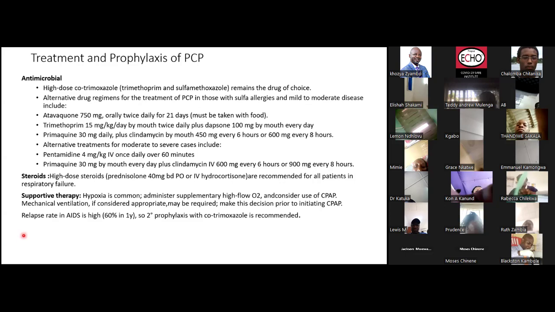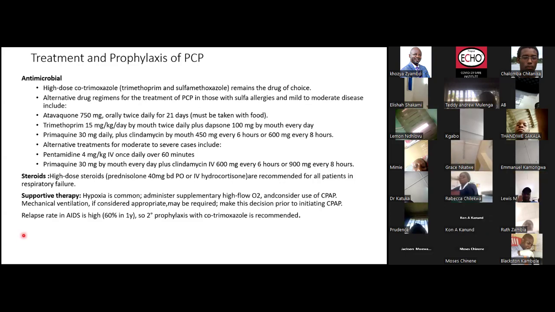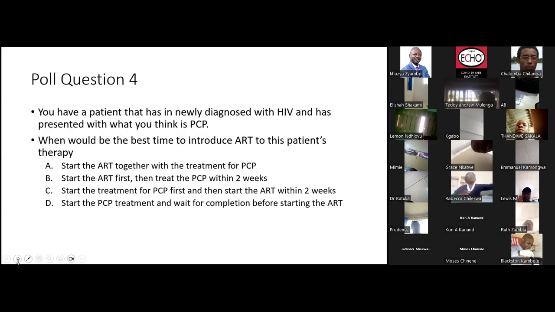Then just a reminder that we do see high rates of relapse with PCP. You can treat someone with PCP and the relapse is almost 60% within 1 year in patients with advanced HIV. So immediately the treatment finishes, the patient can be put on cotrimoxazole as prophylaxis. So the IT team can run the last poll question just to finish up on the management.